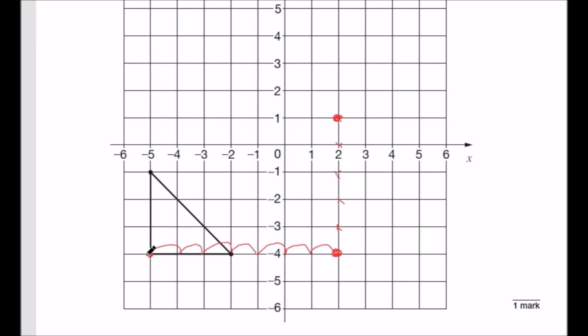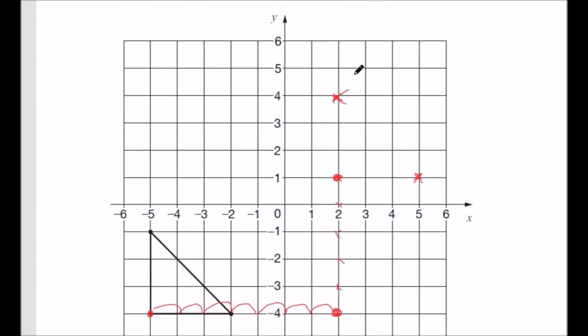If we draw the rest of the shape, we can see that it stretches 3 across, so it will end over here. And then it stretches 3 up, and it means it will end over here. And that's it. Now we just draw the shape.